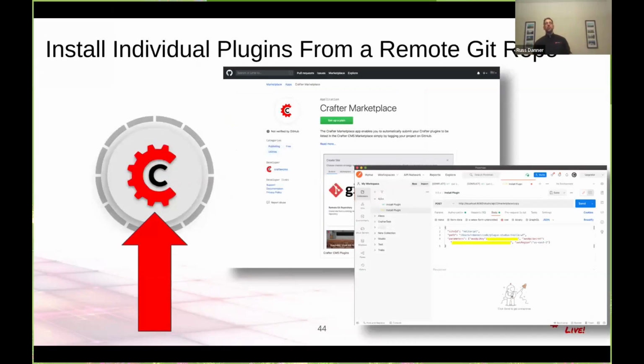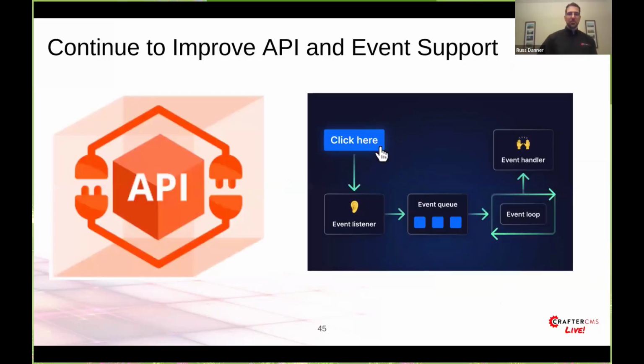We're also adding new ways to install plugins. So today you can install plugins from the marketplace, you can install them locally through our CLI, and we're adding an ability to install an individual plugin from a remote Git repository. And I think that's going to really help with organizations that maintain libraries of plugins that are not for public consumption. Also, we're going to continue to improve our API and event support. This is key to the Composable story, and we're just going to keep iterating on that and making more and more events and adding more APIs so that you can build powerful, integrated experiences with our existing capabilities.